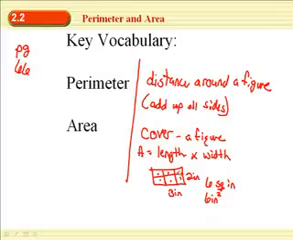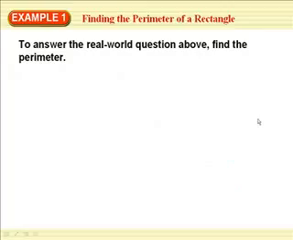Perimeter is the distance around it. So in the same figure, if I wanted to find the perimeter, I would go 3 plus 2 plus 3 plus 2. It'd be like putting a fence around your yard. So that'd be 3, 5 more would be 10. So the perimeter of that figure would be 10, and in that case you would just say 10 inches. So there's our vocabulary, perimeter and area. So let's check out example number 1.